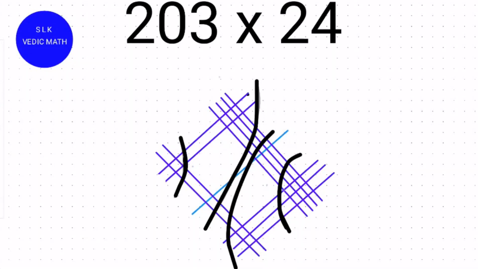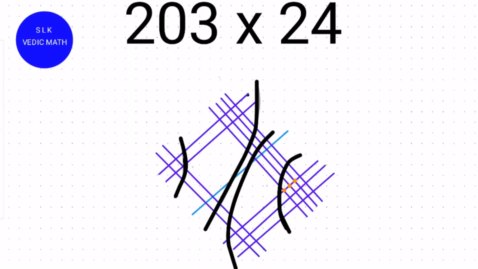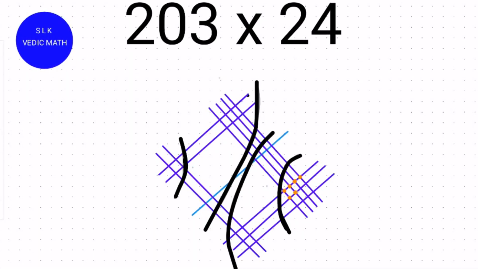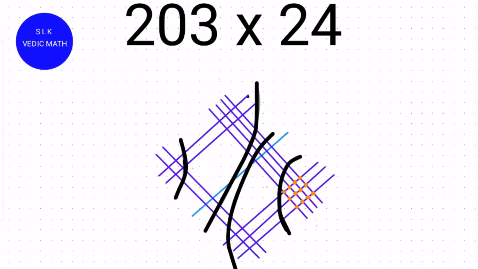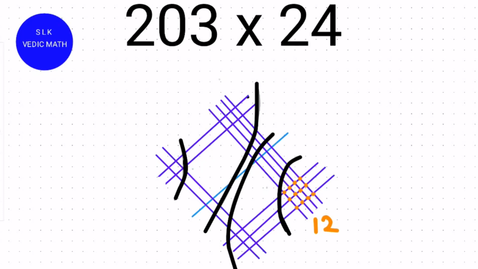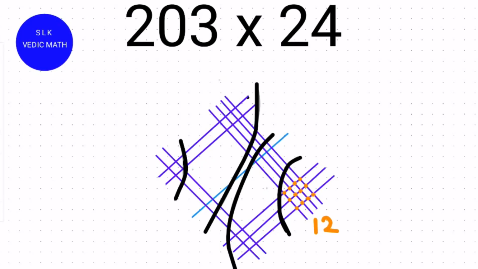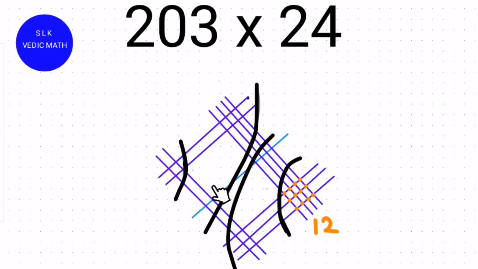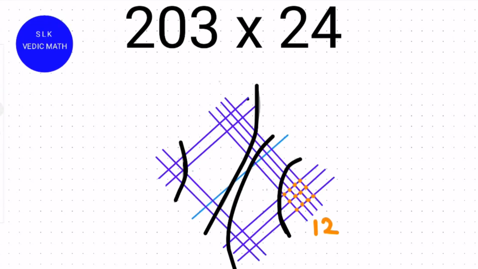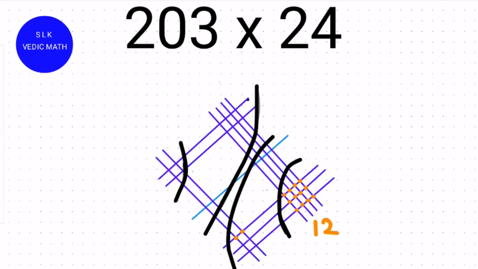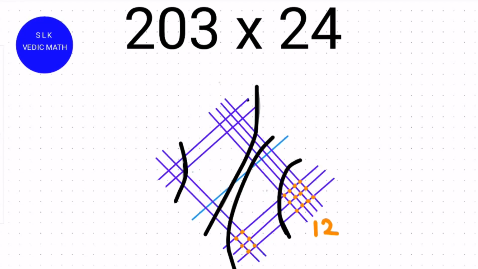Let's group them. So 1, 2, 3, 4, 5, 6, 7, 8, 9, 10, 11, 12. So write 12. Now we skip this because there's a blue line, which means it's 0. So we don't count it. So 1, 2, 3, 4, 5, 6.